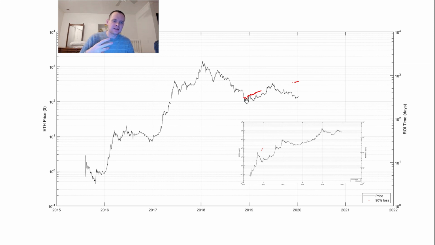So the way this works is, if at any point in time you could have bought Ethereum at some point in the past to where today you would be at a 90% loss, then we show that with a red data point. And if you pick a red data point and scroll over, you can see how many days it took to experience that 90% loss.